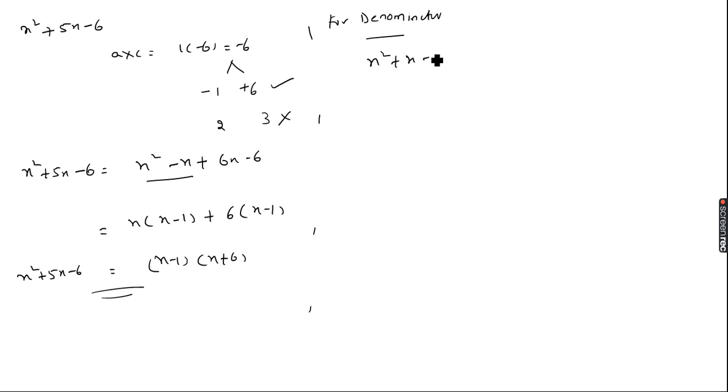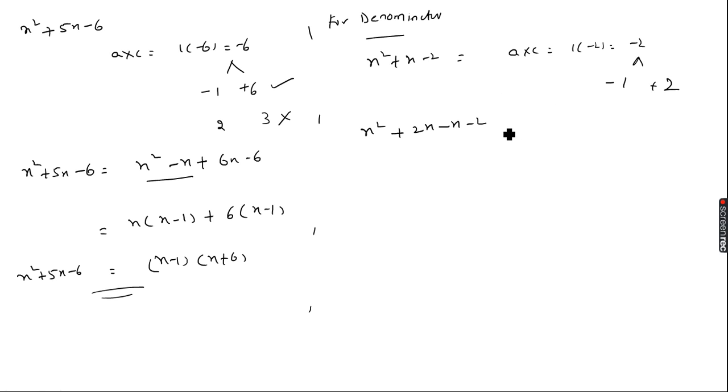x square plus x minus 2, then it is nothing but a into c, that is 1 into minus 2, that becomes 2 minus 2. What are the factors for 2? This 2 is a prime number, so we have 1 into 2, and this is a plus and this is a minus. So therefore x square plus 2x minus x minus 2. The x can be written as 2x minus x.